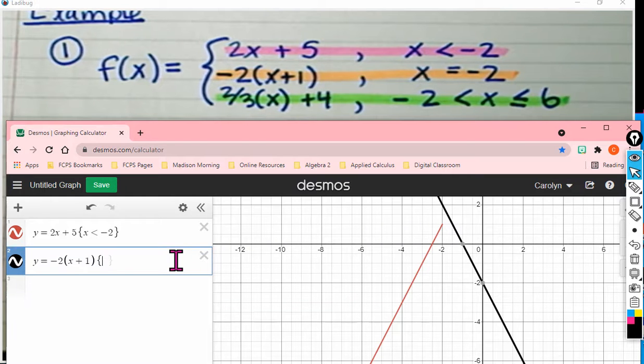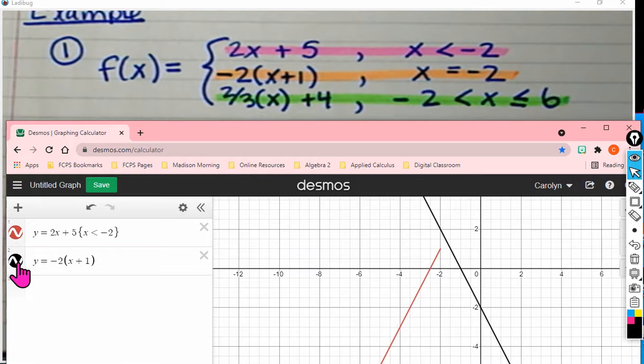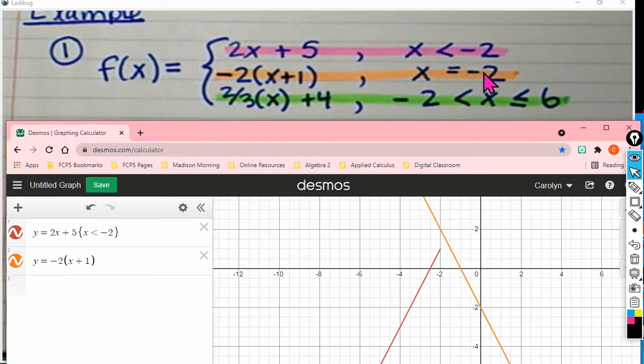Okay, bracket, x equals, okay, so there's the line. Okay, you see it? I'm going to make it orange. And if this is supposed to be at x equals negative 2, that's right up here, right there. See that? That's the point, negative 2, 2. That's the point on the graph that is corresponding to that domain.